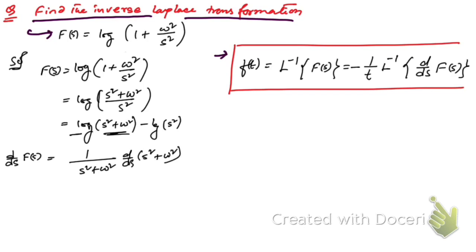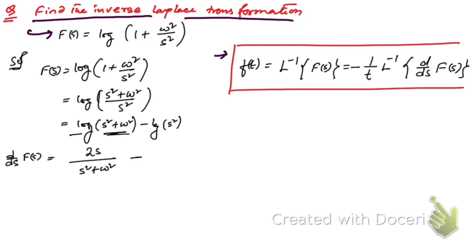And log of this is 1 by this one. Then again you have to differentiate this, right? So that is what we have got. Now if you differentiate this, then you're going to have 2s, right? So we can write, let me cut this one, this is 2s by s square plus omega square.